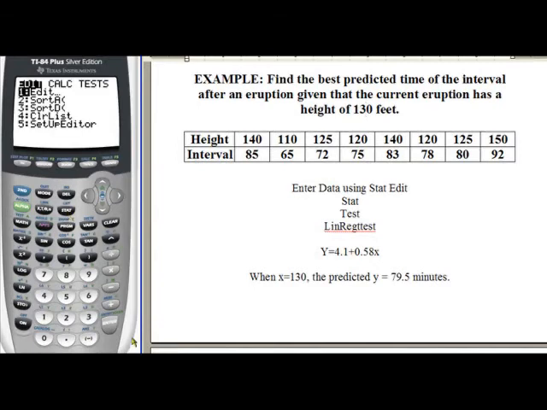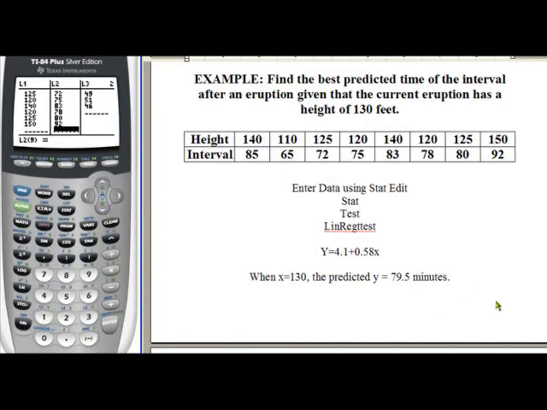You go to Stat, Edit, and enter the X, the height: 140, 110, 125, 120, 140, 120, 125, and 150. And you go and enter your dependent variable: 85, 65, 72, 75, 83, 78, 80, and 92.